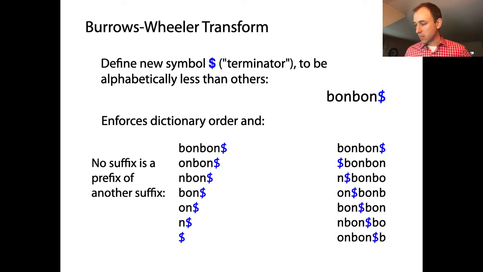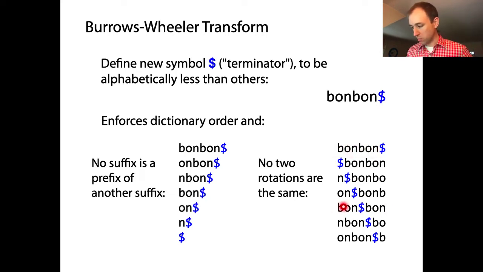Let's think in terms of the rotations of the new string after we've added the $. This has the happy property that now no two rotations are the same. Before, without the dollar sign, we actually would have had two equal rotations, bonbon and then the one corresponding to this row, but without the dollar sign, which is just bonbon again. But if we do this with the dollar sign appended at the end, then no two rotations can possibly be the same.